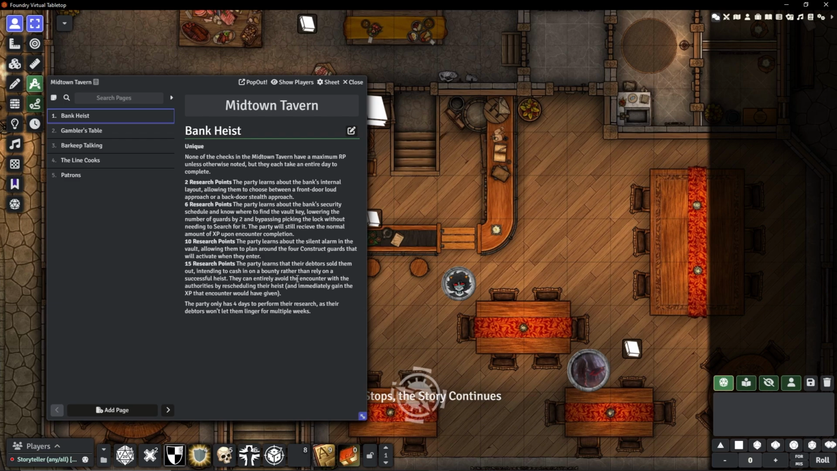They can entirely avoid the encounter with the authorities by rescheduling their heist and immediately gain the XP that that encounter would have given.